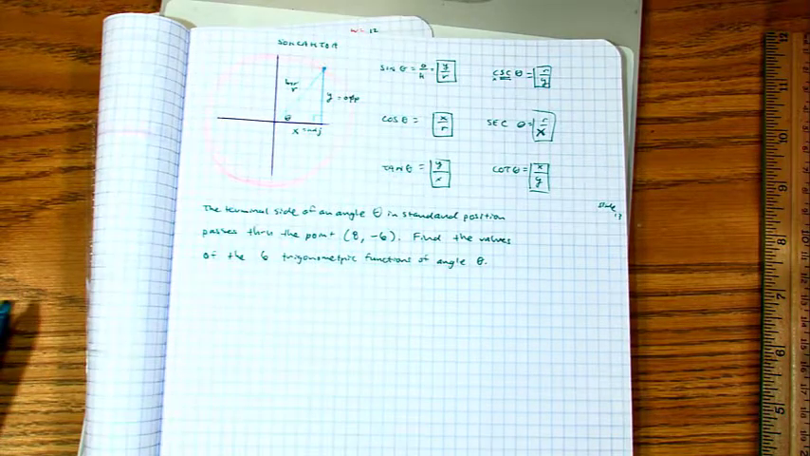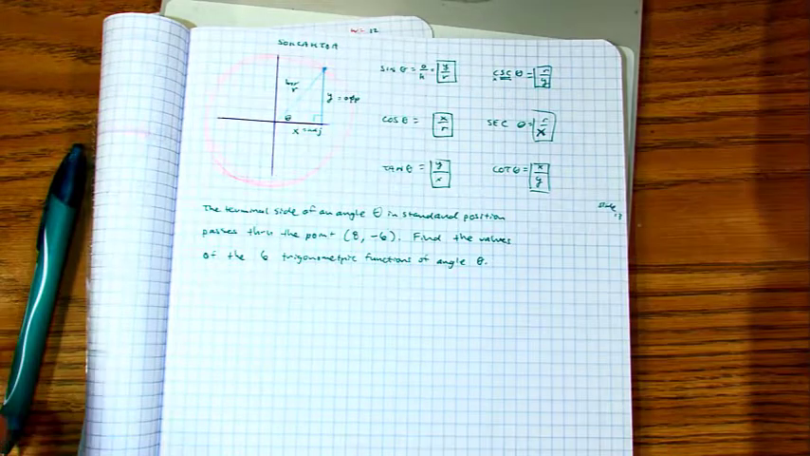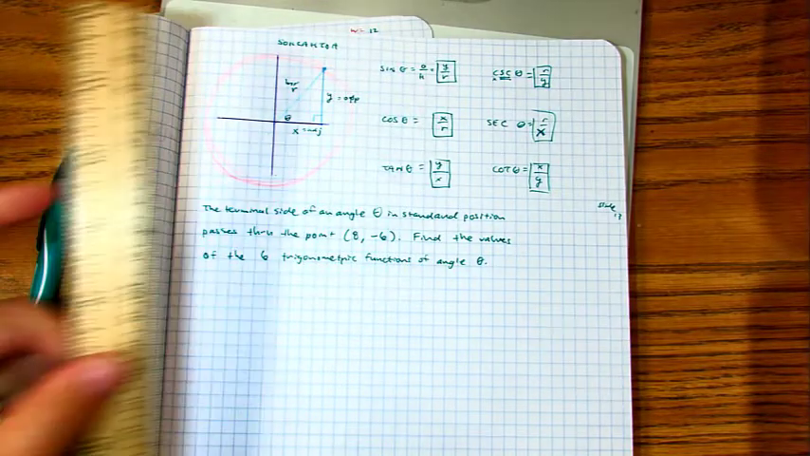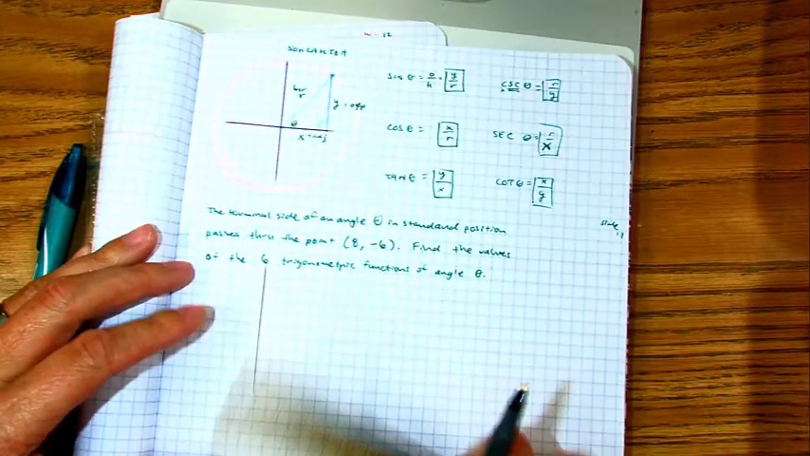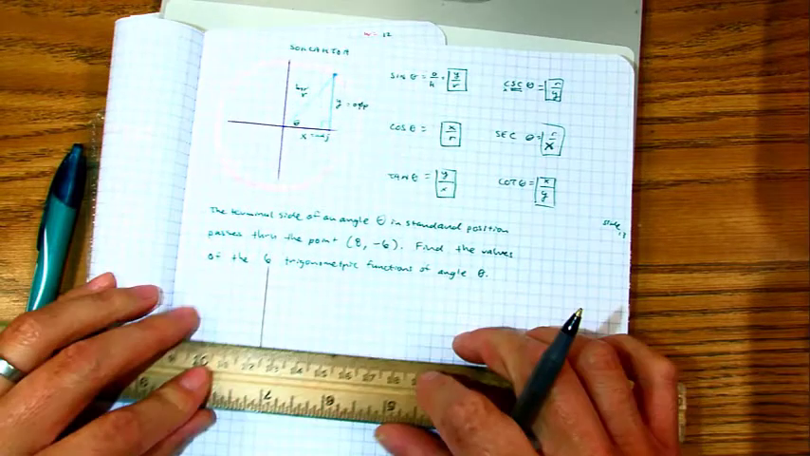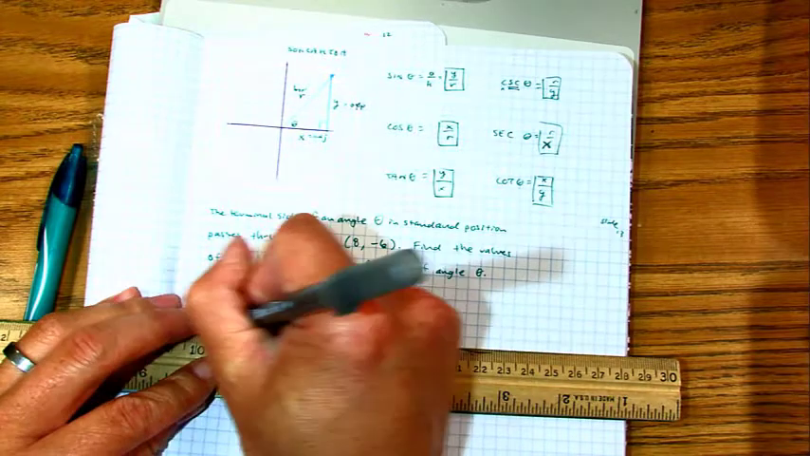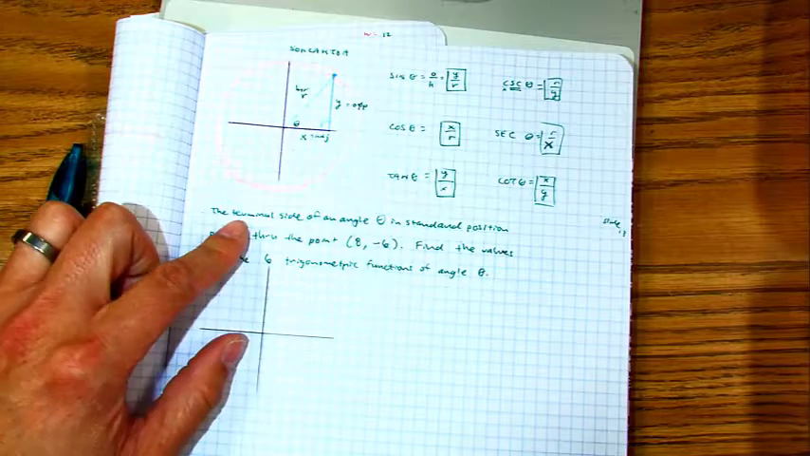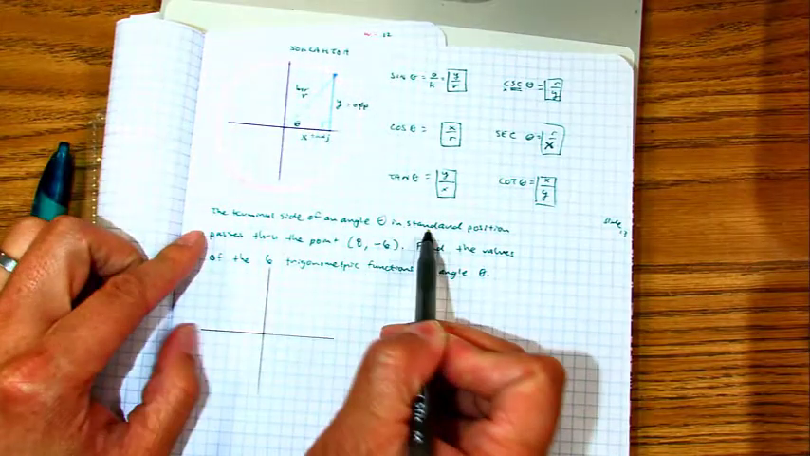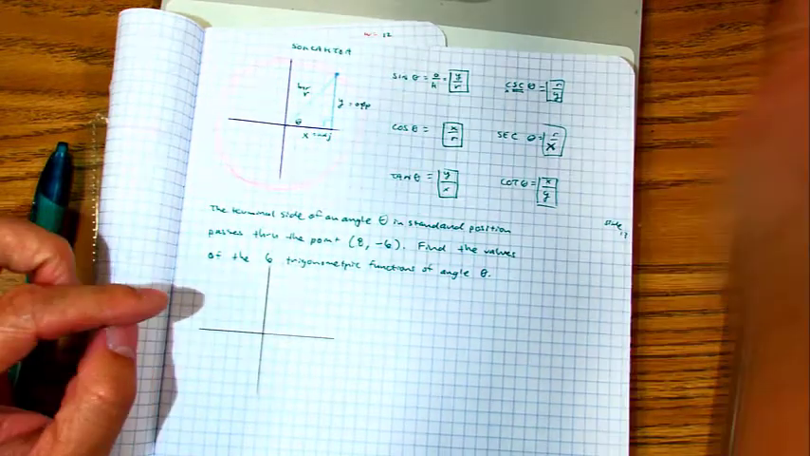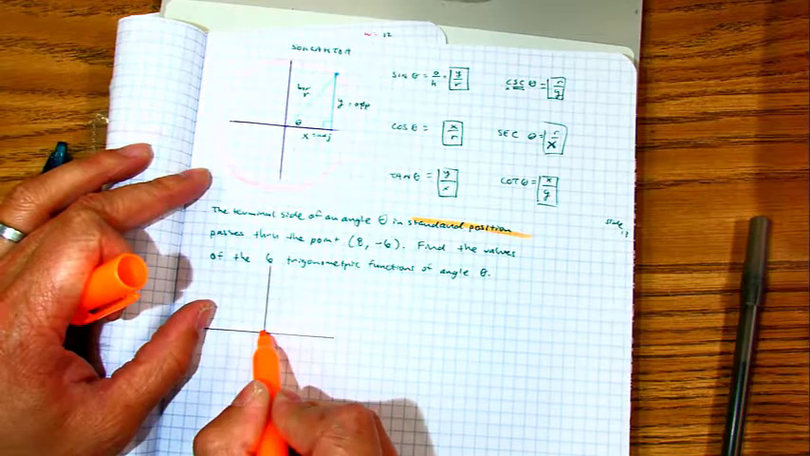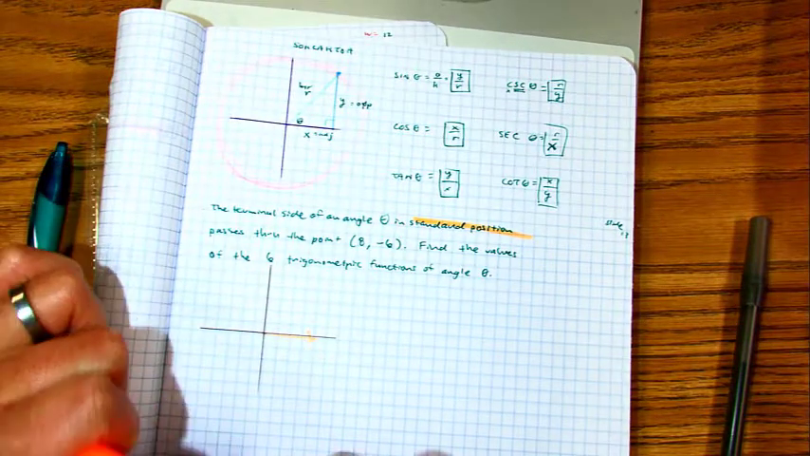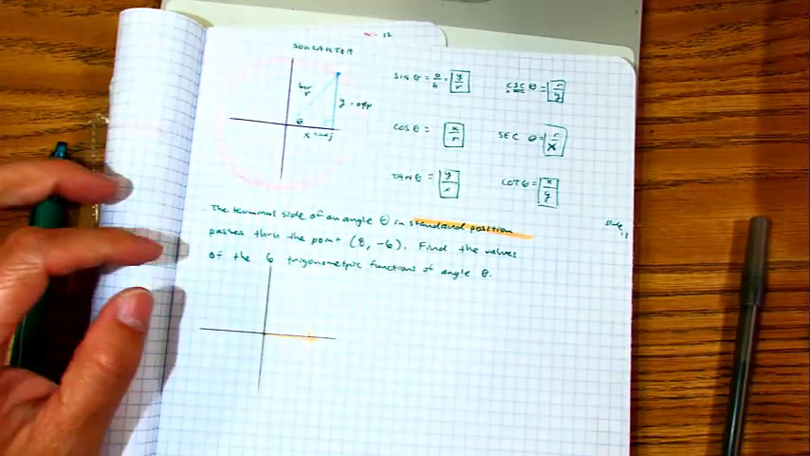The terminal side of angle theta, so I get to draw our favorite Cartesian plane. The terminal side of an angle theta in standard position, so if I start in standard position, and it passes through the point 8, -6.